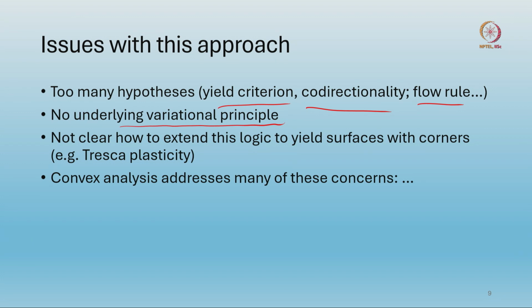Not clear at all, therefore, is how to extend this particular logic, for example, to yield surfaces with corners. So this is the elastic zone, and there are corners like this, these are points of non-smoothness. How do you extend this kind of logic to such corners? Such corners will appear, for example, in Tresca plasticity. So convex analysis addresses many of these concerns.